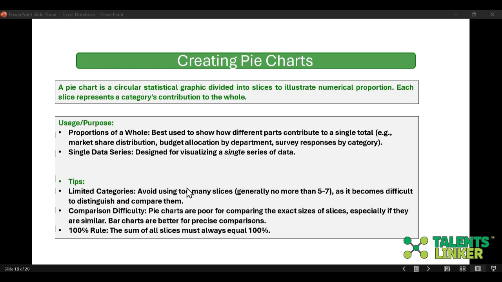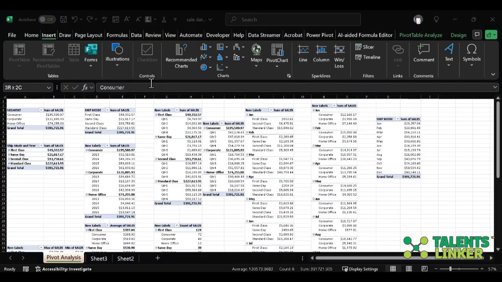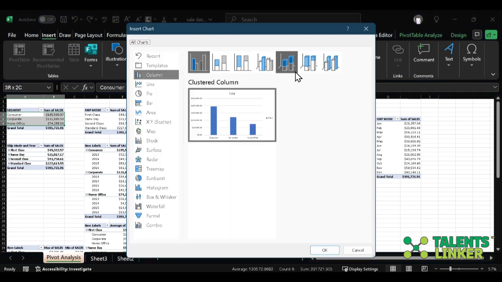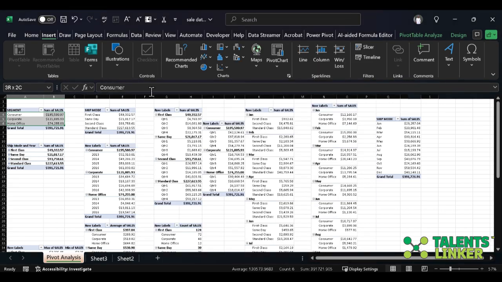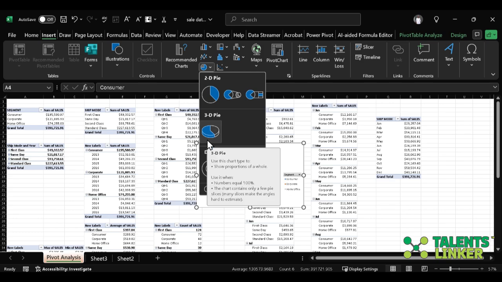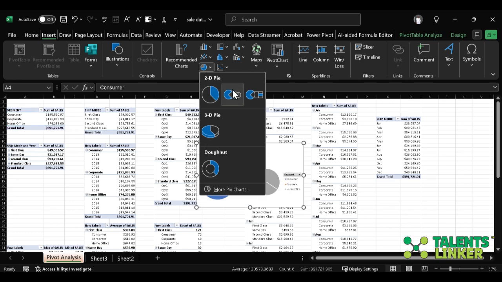So let's work on the data and create a pie chart. We're going to be using segment and sum of segment. Then you can go to either recommended charts, or go directly to pie chart and select any of the pie charts that you want. Either you want it as a donut, or as a 3D pie, or as a 2D pie, or these and many others.